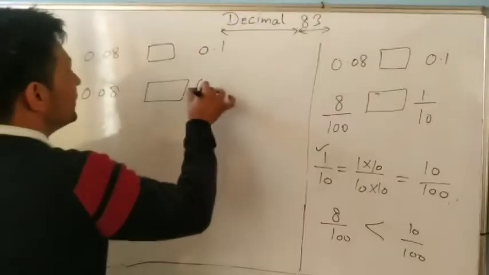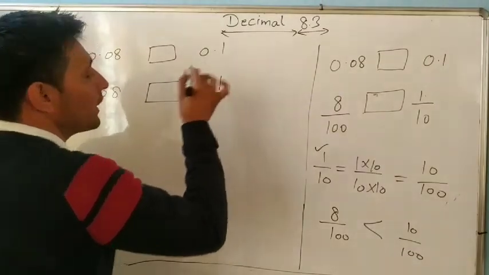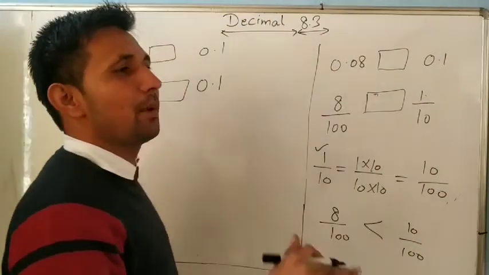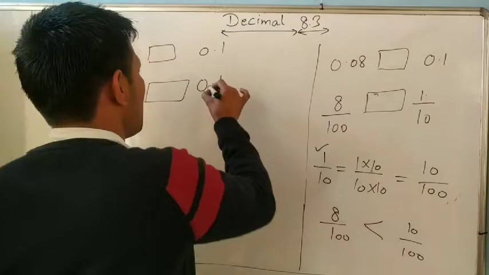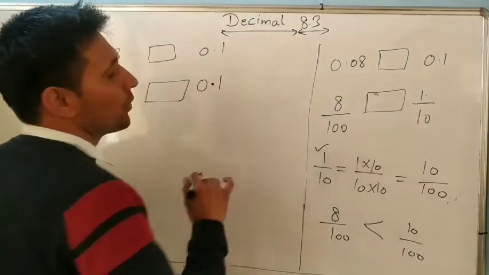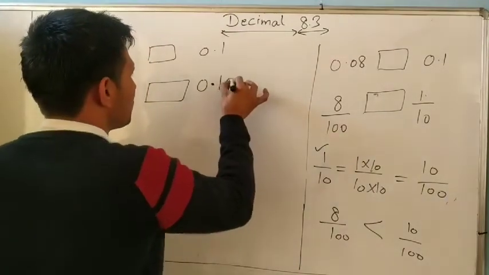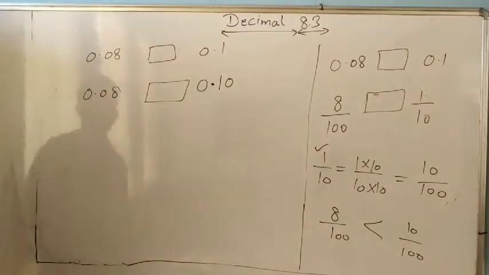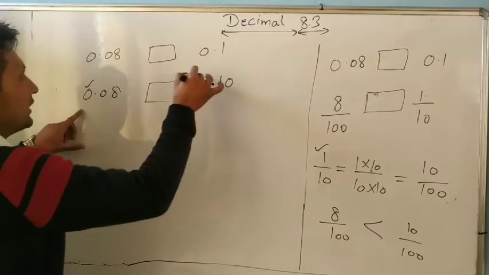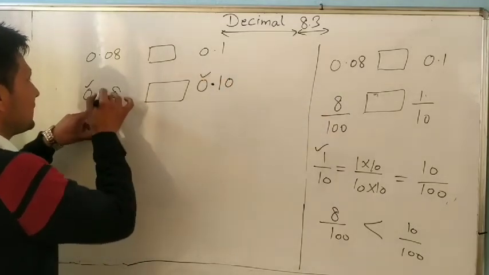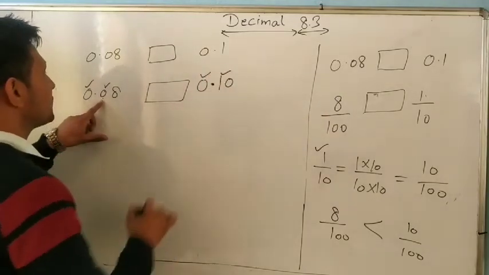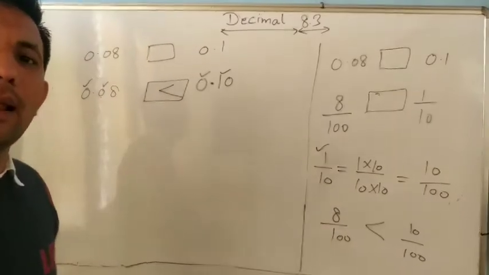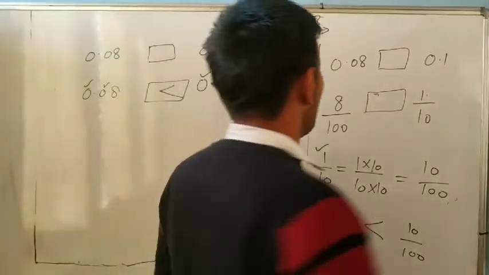So it means 0.1, and we can add 0 after the decimal. The answer will not change. Now it is 0.10 and 0.08. Now how will we compare? Yes, the ones place is equal. Now the tenth place is 0 and 1. So which one is greater? 1 is greater. So it is greater. It is very simple. Understand it? So like this we will compare.